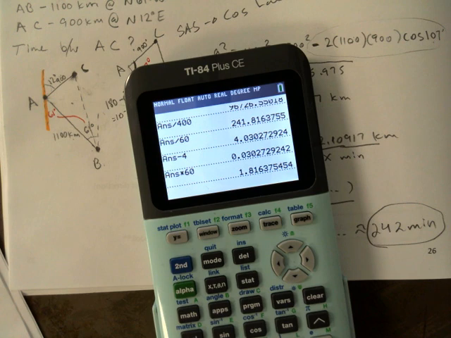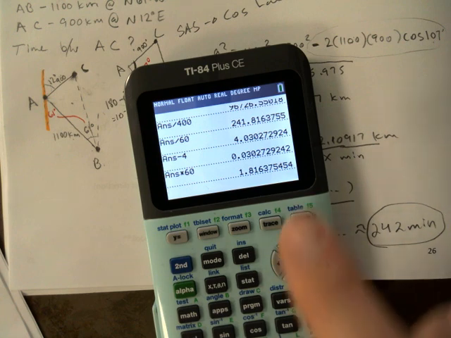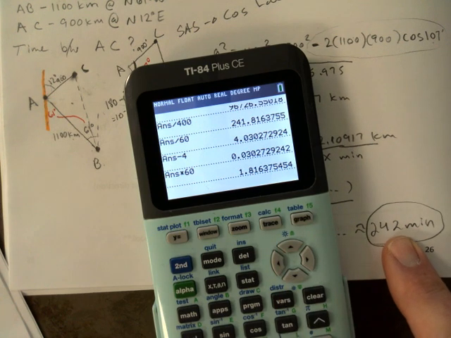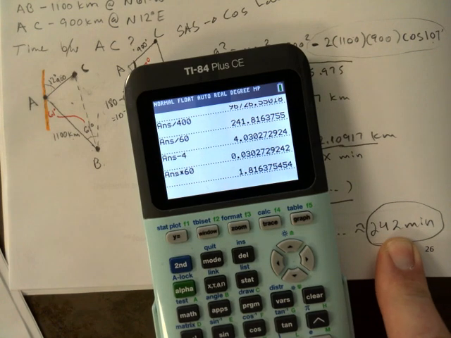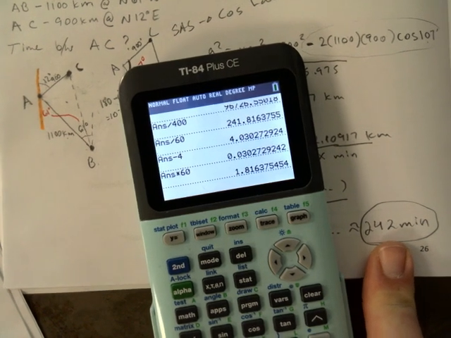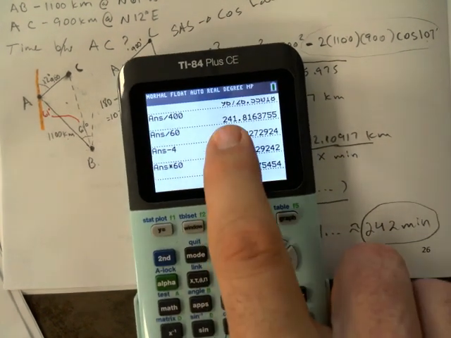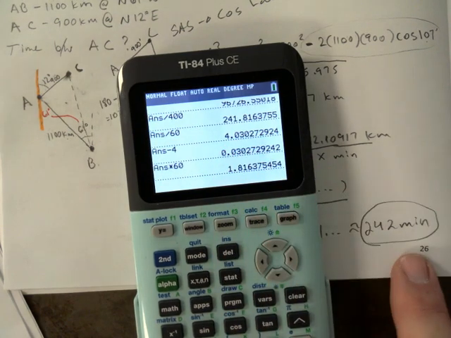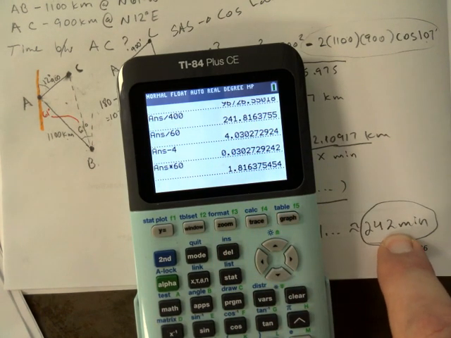right? If I tell you to state it in hours and minutes, then you turn that into hours and minutes, obviously. But if it's just minutes, technically this would be fine. So 4.03 hours or approximately 242 minutes.